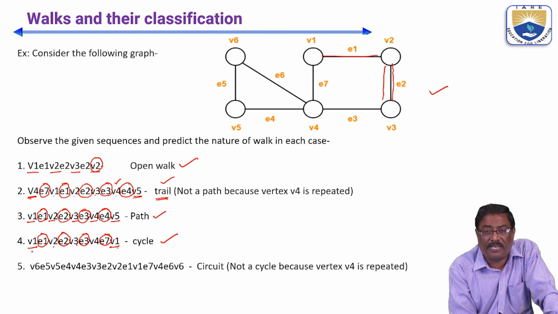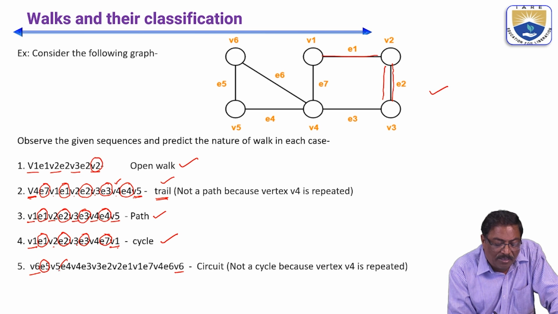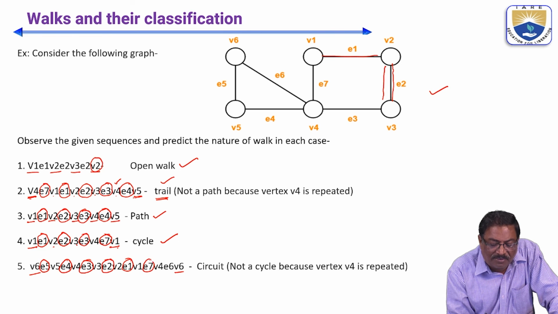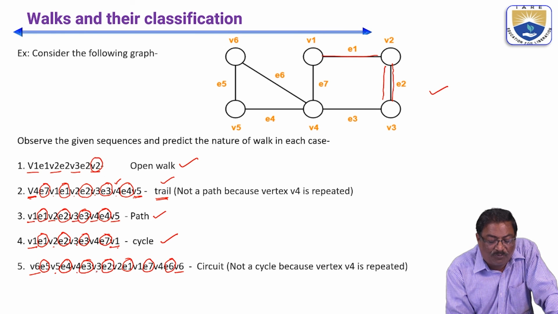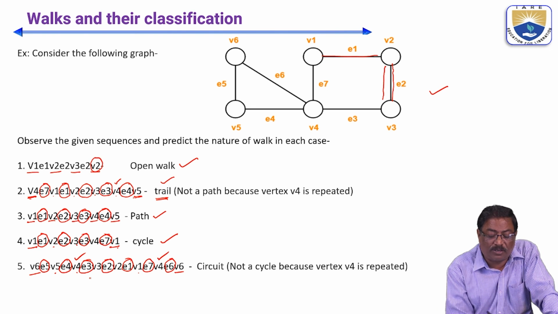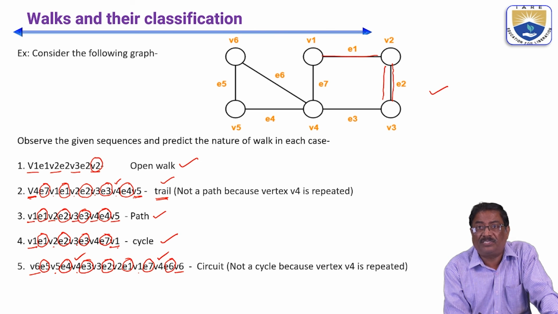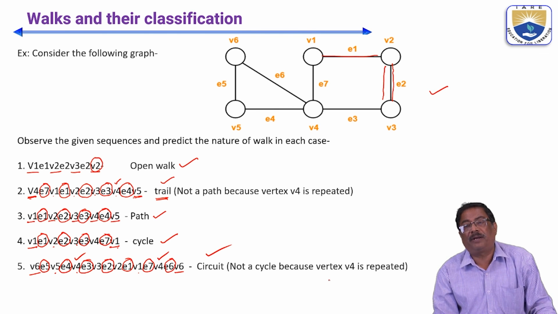Of course, the beginning and ending vertex is the same. Once again, we consider V6 to V6. It is a closed walk with E5, E4, then E3, E2, E1, E7, and E6. Of course, all edges are different, whereas among the vertices V5, V4, V3, V2, V1, and V4, see here V4 is repeated. So it is a closed walk in which vertices are repeated, but edges are not repeated. So it is nothing but a circuit.